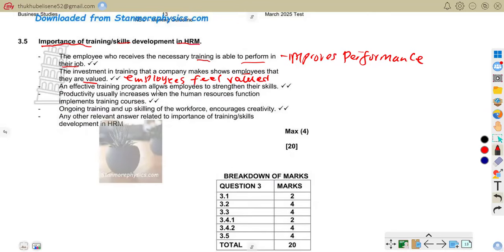An effective training program allows employees to strengthen their skills. So it increases what? Productivity as well. They can make sure that they upgrade their skills. Productivity usually increases when the human resource function implements training courses. So that is the increase of productivity. Ongoing training and upskilling of the workforce encourages creativity. So that is that, and that is all about question 3.